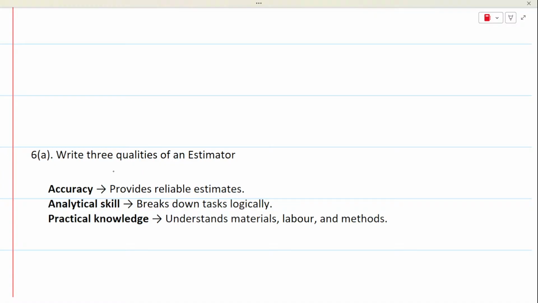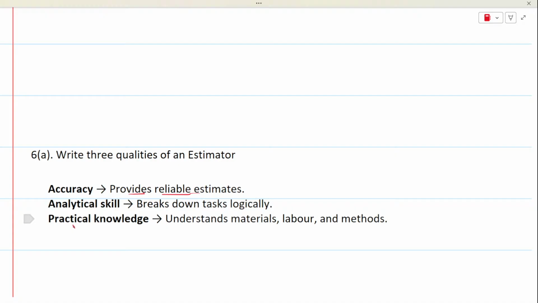So the qualities of an estimator are to maintain the accuracy, use the reliable data that is available, and based on that give accurate estimates. Next, the estimator is also required to possess analytical skill which helps in breaking down the task logically. This is an essential skill, especially for anyone who is working in or managing a project.